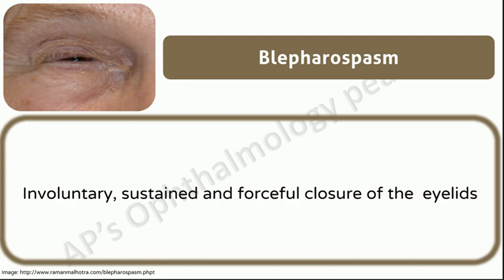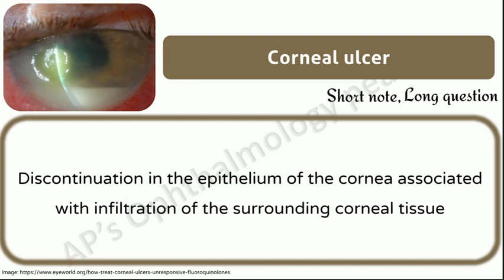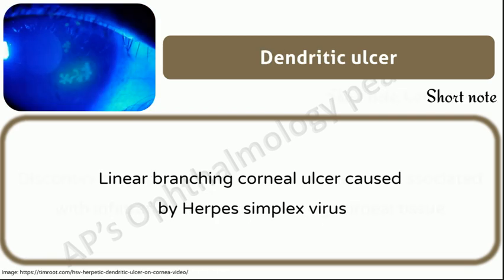Blepharospasm is an involuntary, sustained and forceful closure of the eyelids. Corneal ulcer is a discontinuation in the epithelium of the cornea associated with infiltration of the surrounding corneal tissue. Dendritic ulcer is a linear branching corneal ulcer caused by herpes simplex virus.